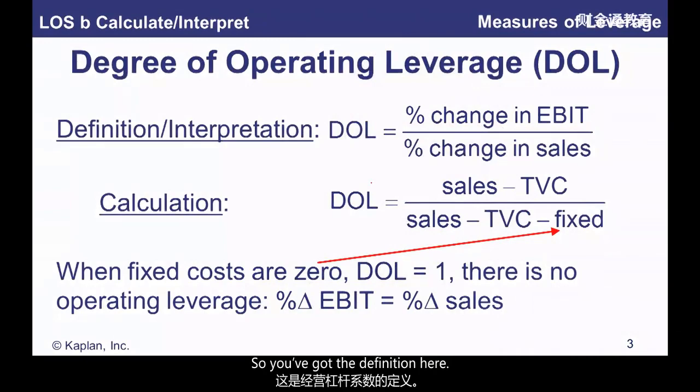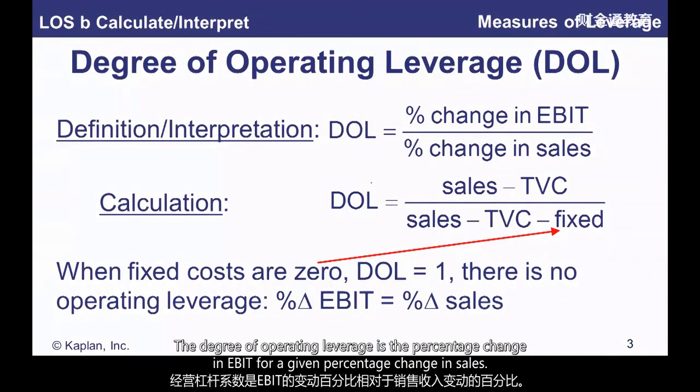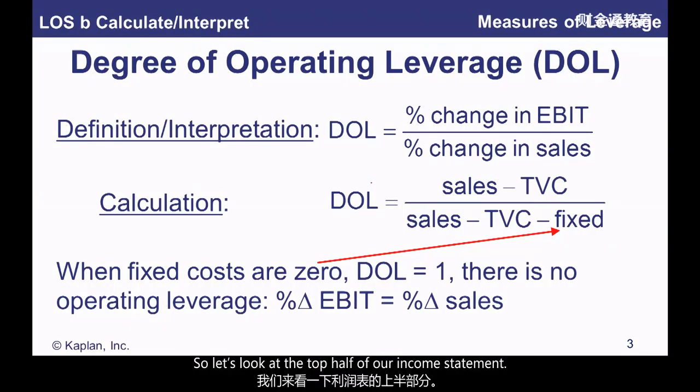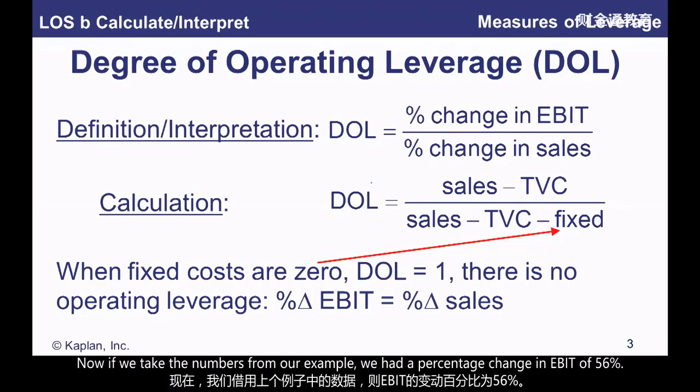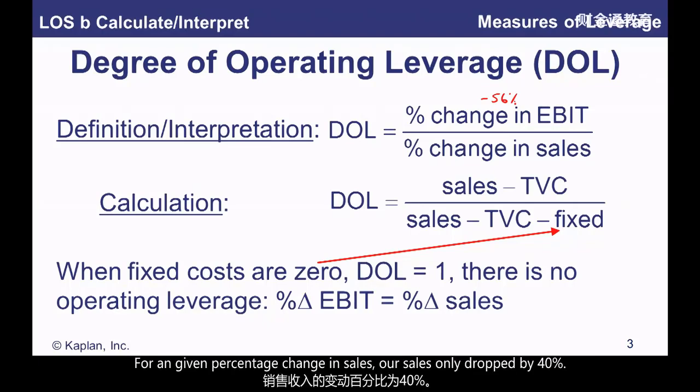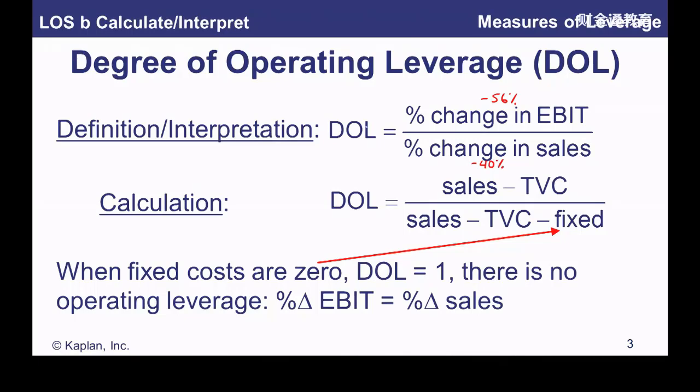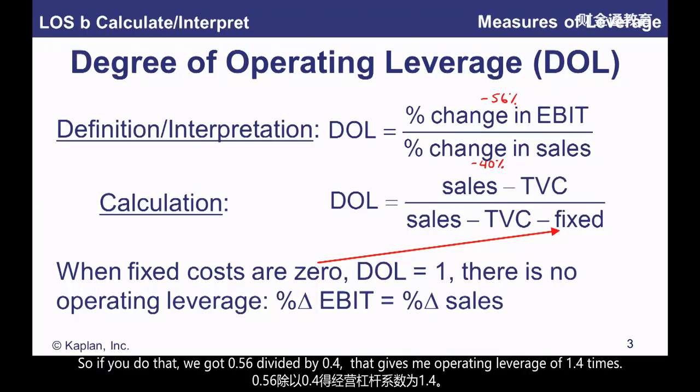So you've got a definition here. The degree of operating leverage is the percentage change in EBIT for a given percentage change in sales. So we're looking at the top half of our income statement. Now, if we take the numbers from our example, we had a percentage change in EBIT of 56% for a given percentage change in sales, where our sales only dropped by 40%. So if you do that, we've got 0.56 divided by 0.4. That gives me an operating leverage of 1.4 times.